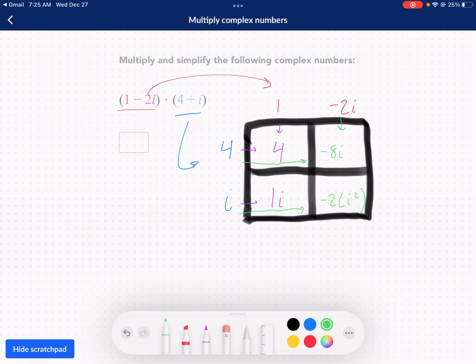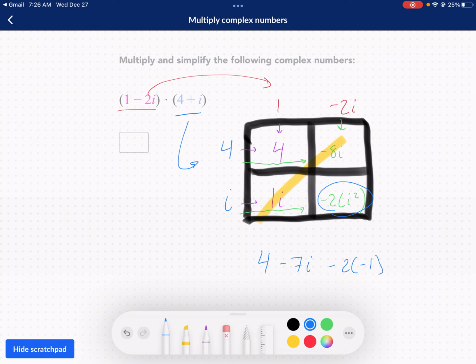Now just like normal binomials with like x plus 2, x minus 3, you're always going to have this situation. Let me get a highlighter actually. We're going to have like terms on this diagonal here. And that's the case here as well. So I'm going to go ahead and combine terms. So I have 4, and then I have 1i combined with a negative 8i, that gives me negative 7i. And then I have this one right here, which is really minus 2 times negative 1.